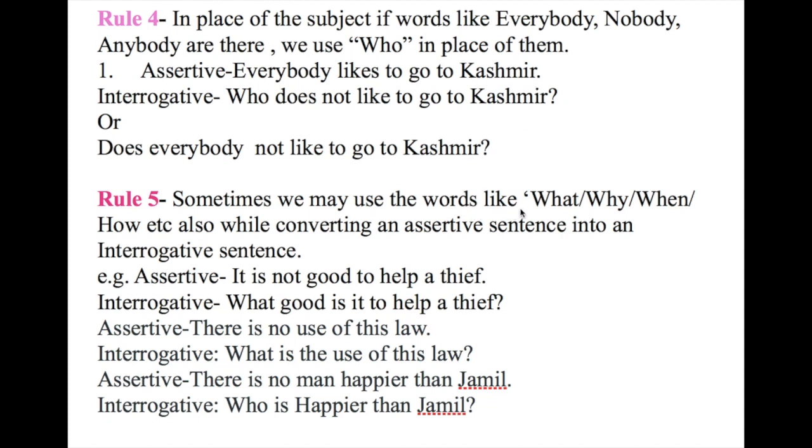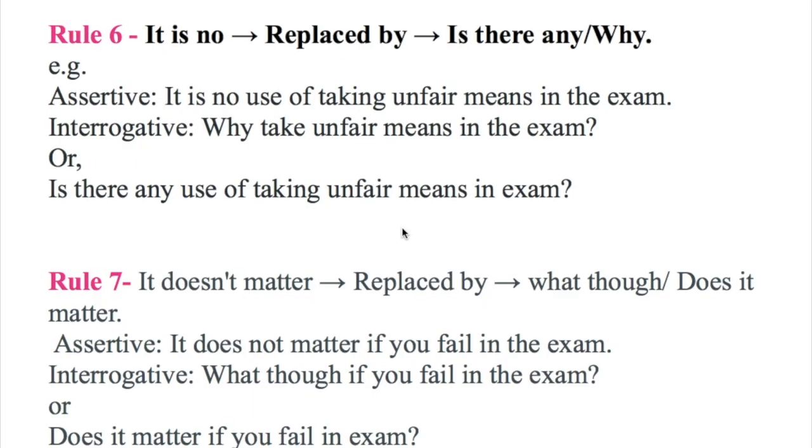So children, if you feel a little difficulty in understanding this rule, then make them in the traditional style, which will be safer for you. Rule 6: In the sentence, if it has been given as "it is no", it should be substituted by "is there any" or "why". Depending upon your convenience, you can use any of the methods. For example, assertive sentence: It is no use of taking unfair means in the exam.